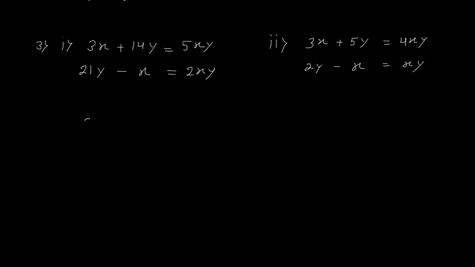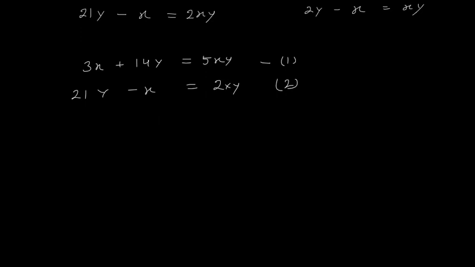Question is 3x plus 14y is equals to 5xy. We will consider this as equation 1, and 21y minus x is equals to 2xy, equation 2. Okay, so first we will divide both the equations by xy. Why xy? Because this is not in linear form.